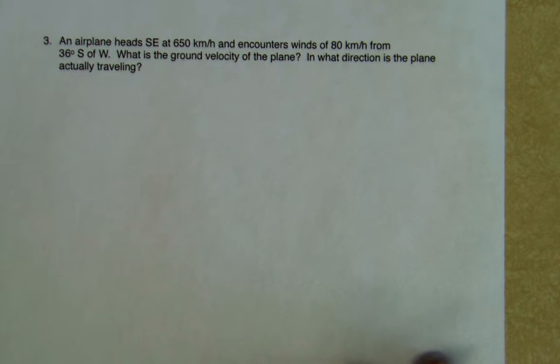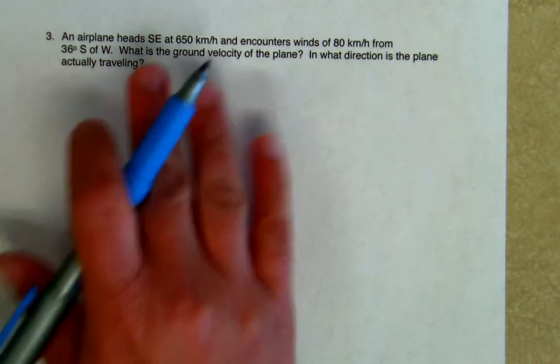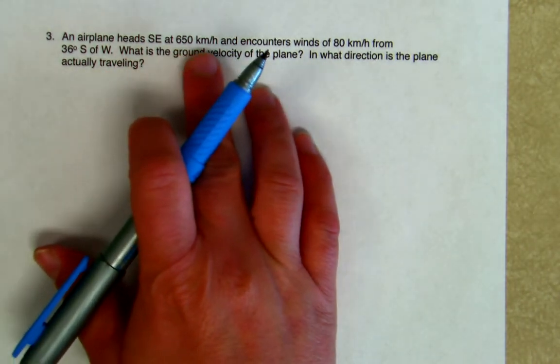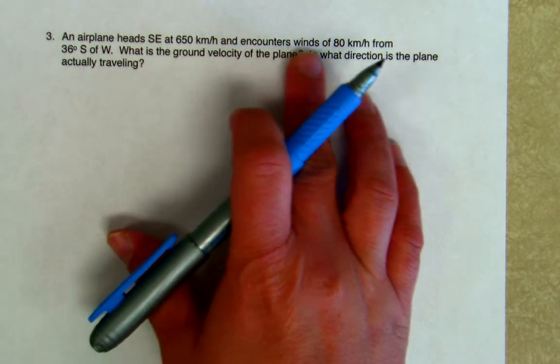Another type of situation that involves velocity is airplanes. So we have an airplane heading southeast at 650 kilometers per hour, and it encounters a wind of 80 kilometers an hour from 36 degrees south of west. What is the ground velocity of the plane, and in what direction is the plane actually traveling? Because the plane's actual path of travel is the resultant. What is the plane trying to do, and what is the wind causing it to do?